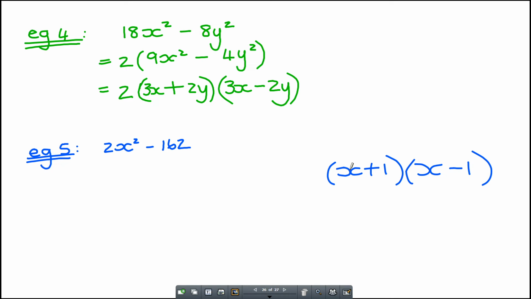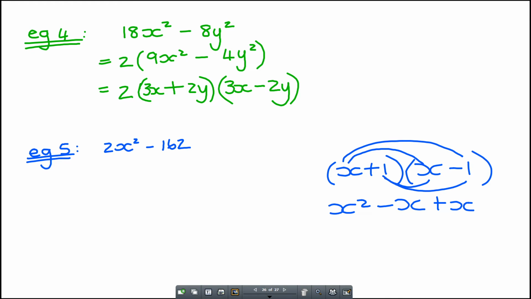If we do FOIL, x times x, x squared, x times minus 1, minus x. These two plus x and those two, minus 1. Now, what happens is, because that was a plus and a minus, these two in the middle, minus x plus x, will cancel each other out. And that's only because it was a plus and a minus. If they were both plus, it would have been positive x, so then I'll end up with 2x. So, because I have that, I end up with just the first and the last term. Okay, that's why it's got to be a plus and a minus.